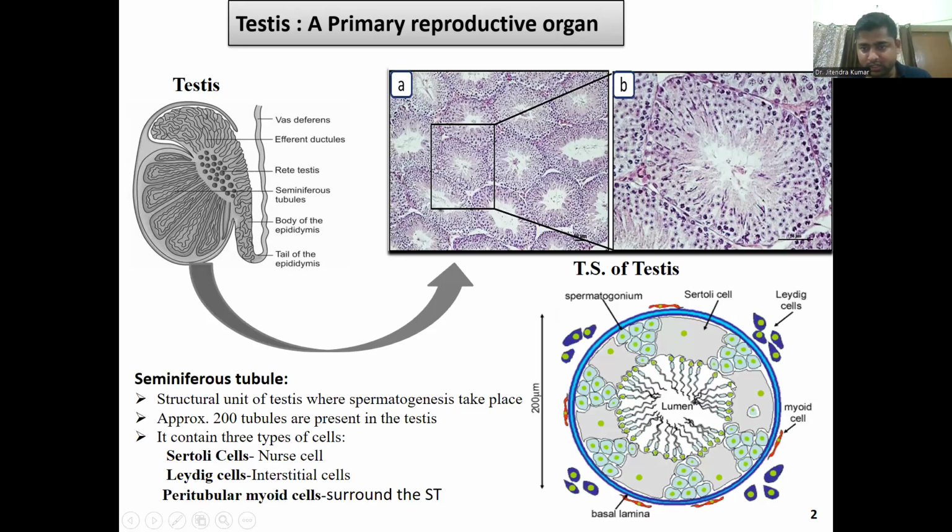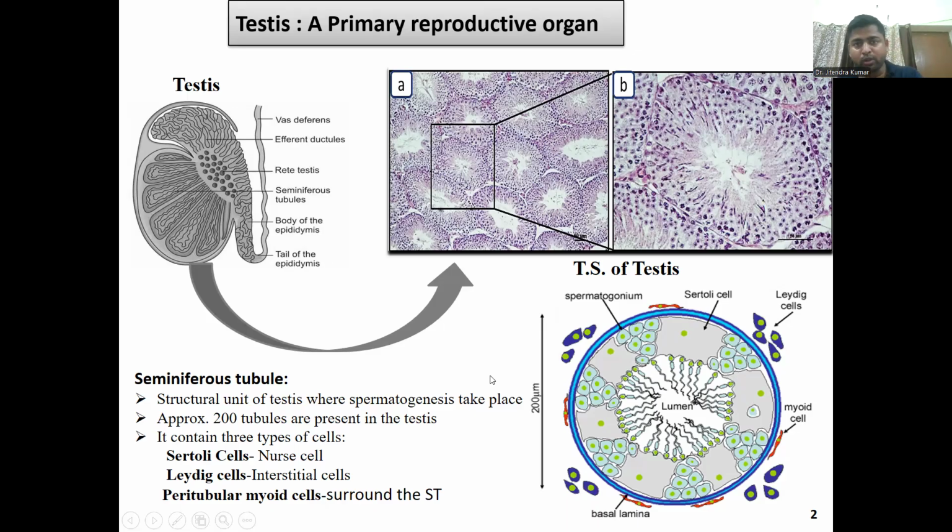This is the Sertoli cells. The Sertoli cells provide nutrition to the developing germ cells. Hence, Sertoli cells are also known as nurse cells of the testis. And there are Leydig cells in between two Sertoli cells. They are the source of testosterone hormone. And the other type of cells are myoid cells. This is the myoid cells. They are present on the periphery of the seminiferous tubules.